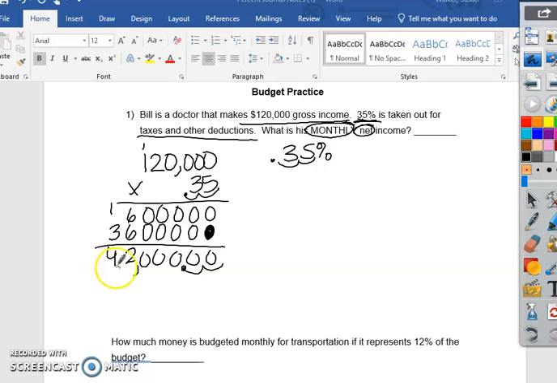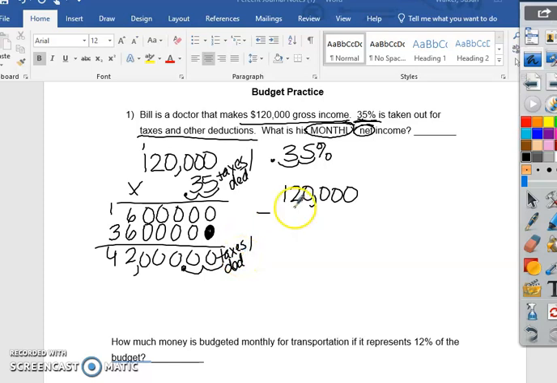Now, we're going to assume all of this is not taxes. We're going to assume some of this is medical premiums. Maybe he's got a big family. That can add up very quickly, okay? Now, in order to find the net income, we have to take away the taxes. And remember, these are taxes and deductions. Okay, that's what this is, taxes and deductions.